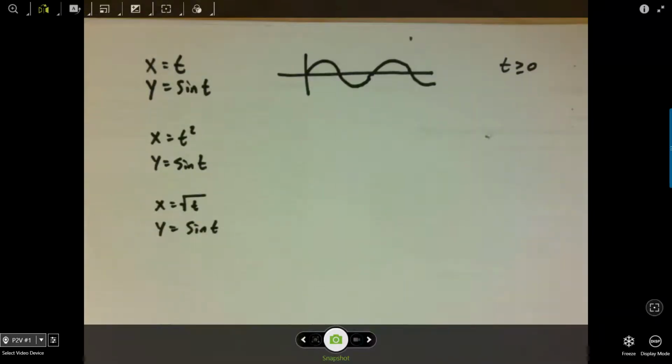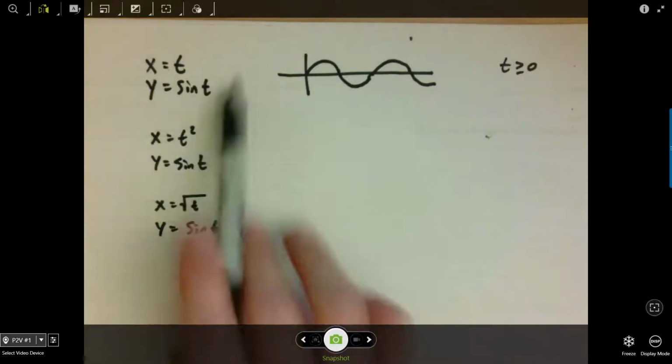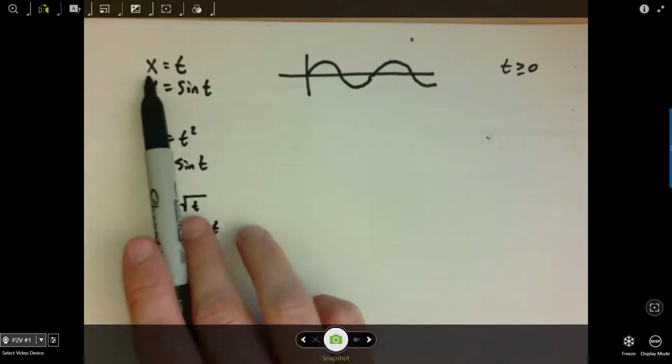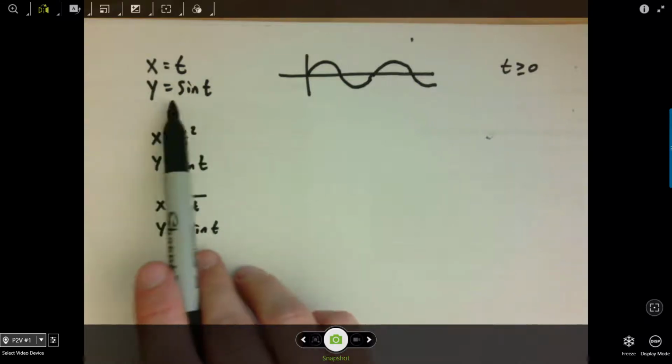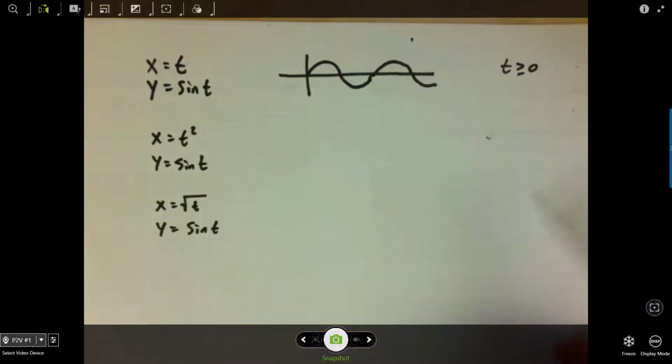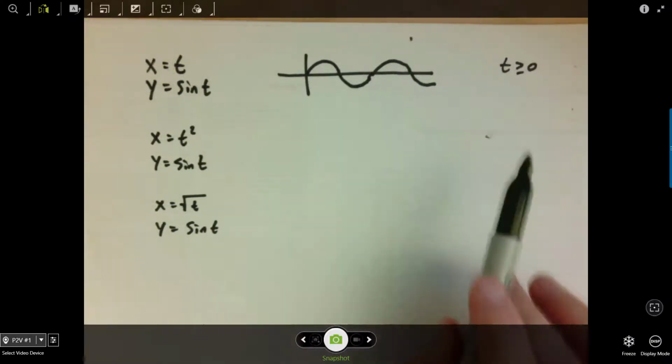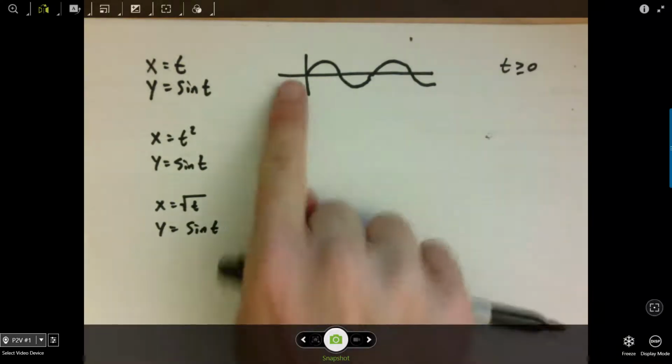Let's look at this set of 3. Here I've got a kind of trivial parameterization of y equals sine of x, because x is just equal to t, and then y is equal to sine t. So that's your standard sine curve. And for all of these, I'm only going to graph t greater than or equal to 0. But if we were graphing all t, it would go out this way.